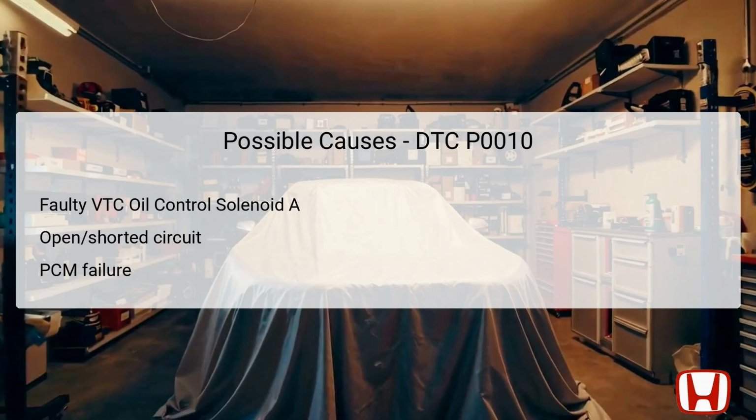Lastly, a failure in the PCM itself is a less common but possible cause. If all other components test within specifications, yet the issue persists, the PCM may need inspection or replacement. Identifying these potential causes systematically is crucial for resolving the code effectively.